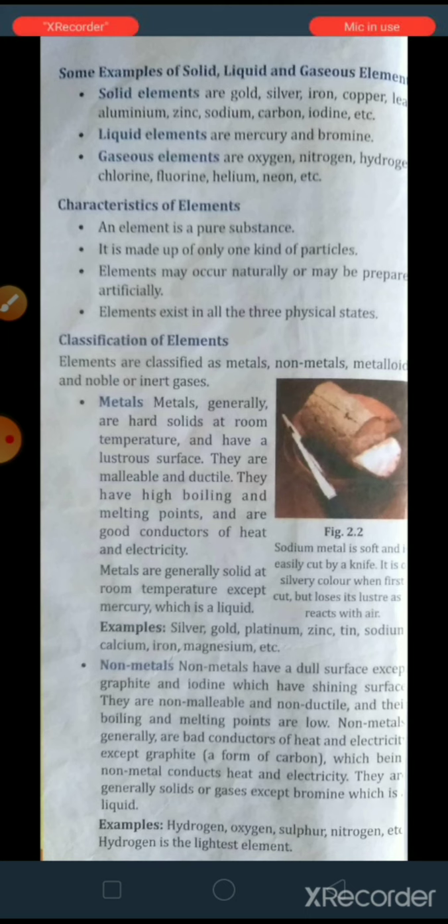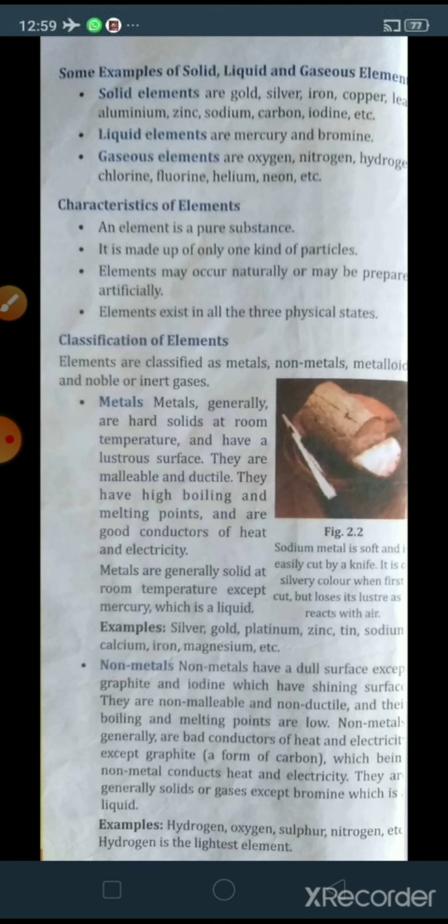Next, classification of elements. Elements are classified as metals, non-metals, metalloids and noble or inert gases. Again, I want to repeat. First, we have learned that substances are classified into two groups, pure substance and impure substance. Pure substance is of two types, elements and compounds. Again, elements are classified into four groups, metals, non-metals, metalloids and noble or inert gases.